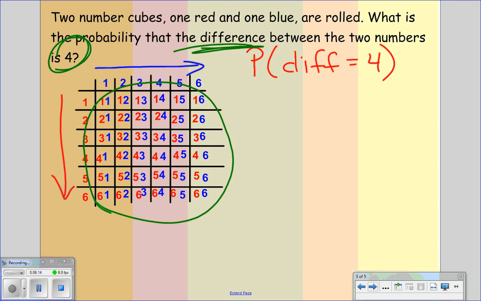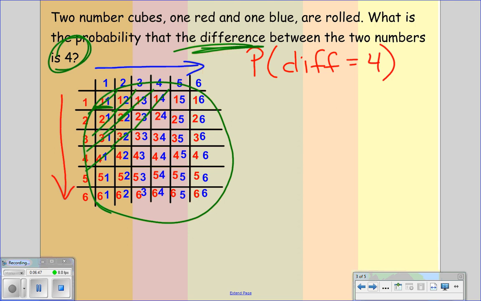Difference of 4, which means I have to go through my scenarios and figure out which ones I want, which ones I don't want. Obviously, if I take a 1 minus a 1, I get a 0. That's not a difference of 4. So that's gone. 1 minus 2 or 2 minus 1, same thing. Okay? If I look at this, 3 minus 1, 2 minus 2, 3 minus 1, those are gone. Okay? 4 minus 1, that's a difference of 3. This is a difference of 1. This is a difference of 1. That's a difference of 3.